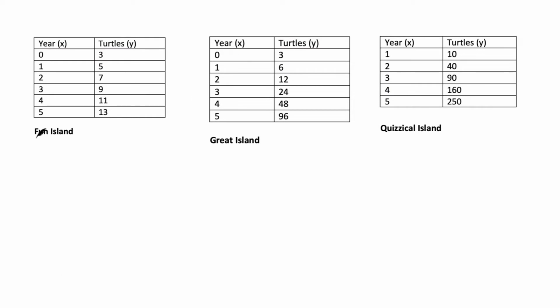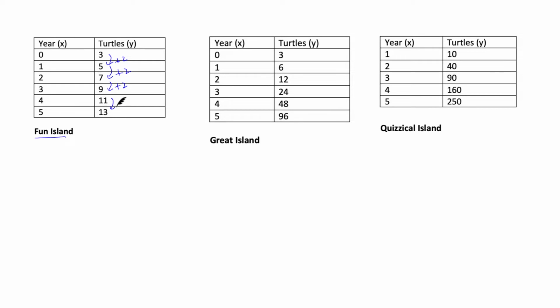Let's start with the Fun Island. So in year zero, the number of turtles are 3. In the first year, we have 5. Then in the second year, we have 7. Then in the third year, the outcome is 9, 11, and 13. So you can easily come up with an outcome that is every year the number of turtles are increasing by +2. See, every year this is the constant that we are looking at.